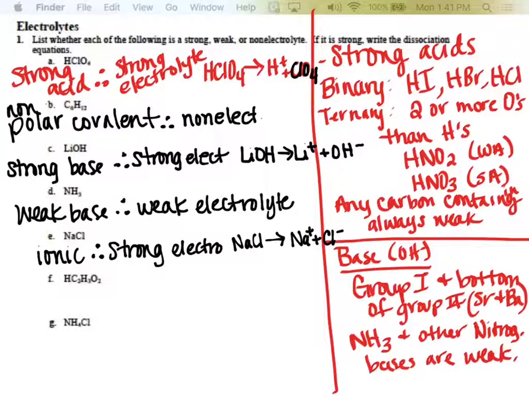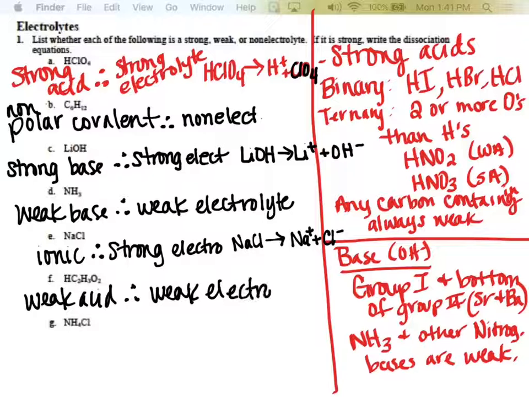What's the next one? Classify it as what it is. A weak acid. Therefore, it is a weak electrolyte. So if it's a weak acid or base, then it's a weak electrolyte. But if it's a strong acid or base, it's a strong electrolyte. Yes.